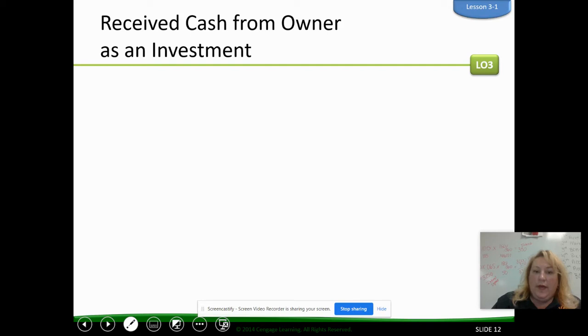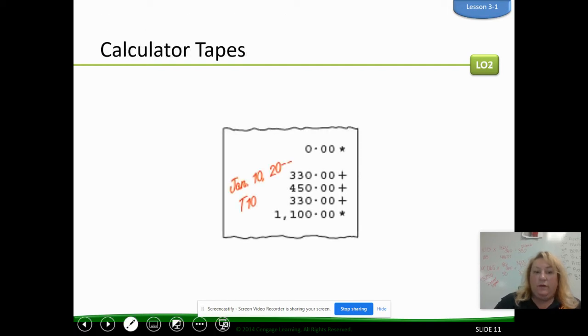So like I said, we have a check, we have an invoice, we have a receipt, we have the memorandum, and we have the calculator tape. So those are 5 different types of source documents that we're going to use.